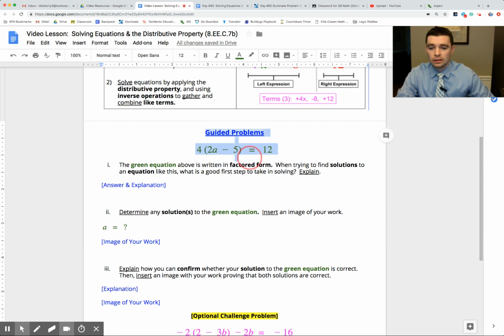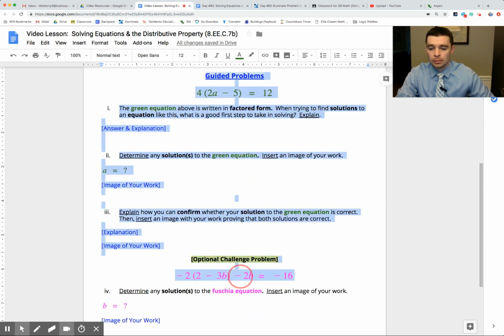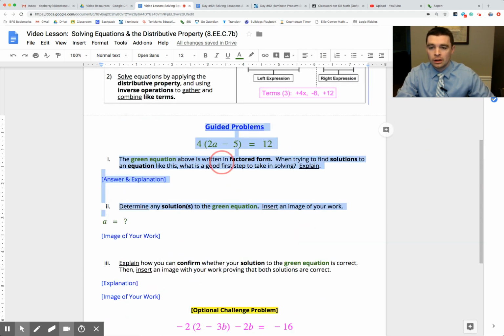That's going to be our key skill today, because what we're going to see for equations that we're asked to solve today, like the green one and the challenge problem in pink or fuchsia pink down here, we have factored form equations. The 4 has been factored out from both 2a and -5 in this case. Down here, the -2 has been factored out of a +2 and out of a -3b term.